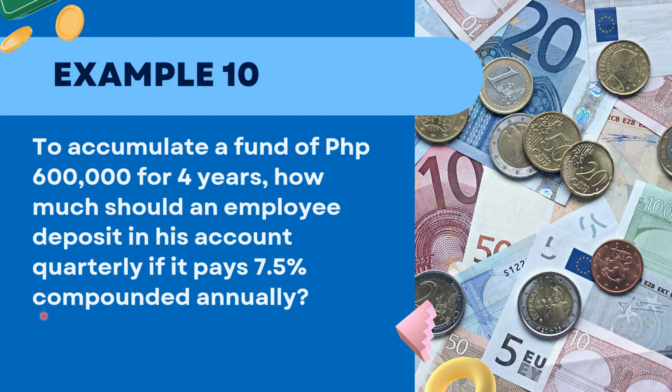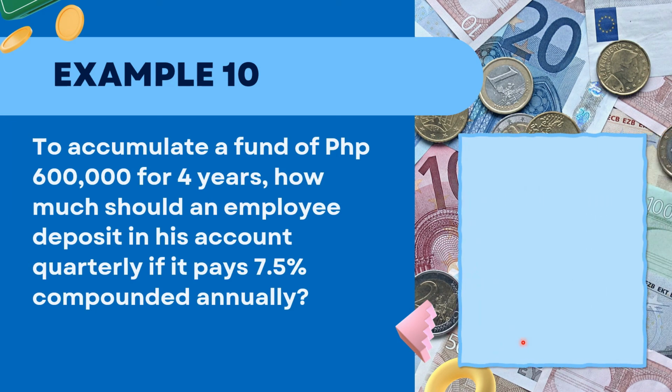So, syempre, this is an example of general annuity. Kung makikita nyo naman, quarterly tapos annually. So, magkaiba po silang length ng period. Identify na natin yung ating mga given. So, again, makaipon, so maka-accumulate in 4 years. Ibig sabihin, that is the future value. Ito yung goal mo in the future.